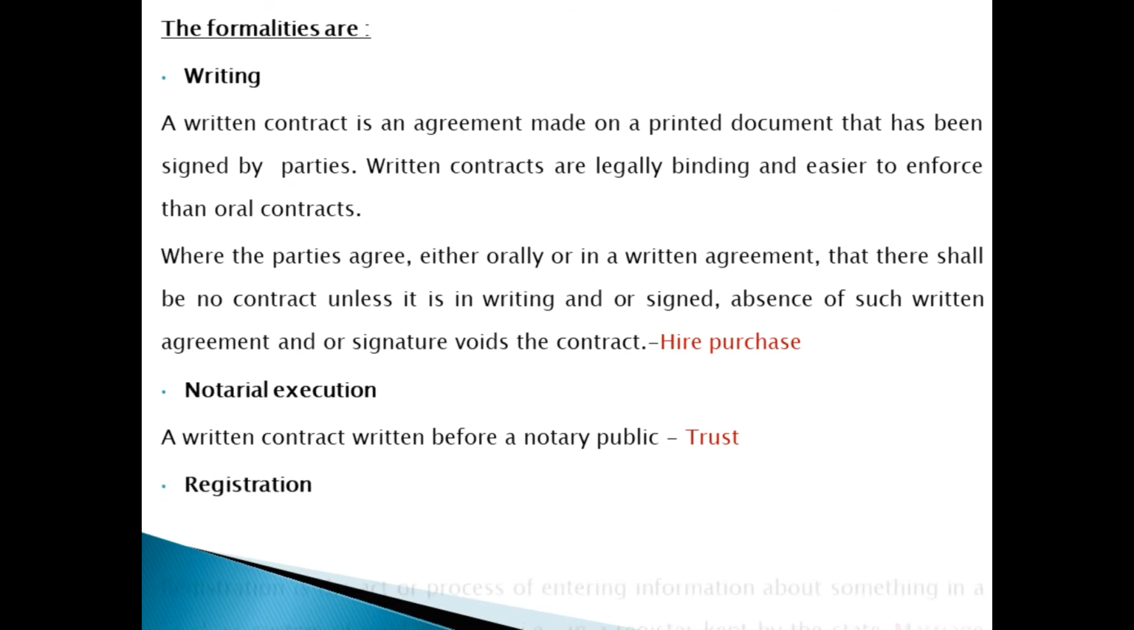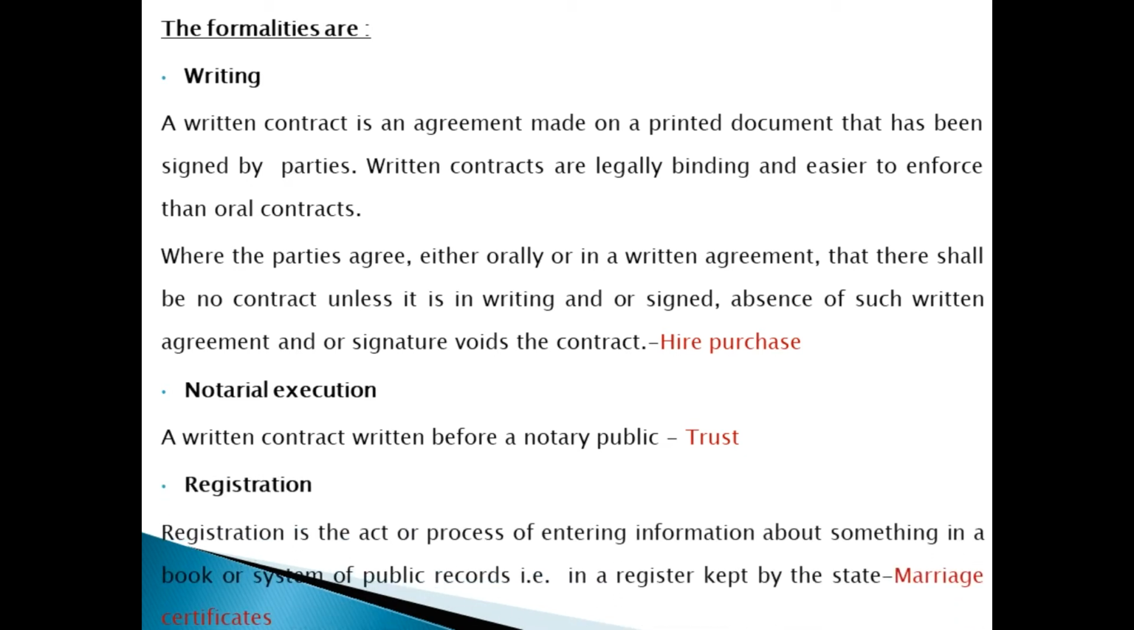Then the last one is registration. Registration is the act or process of entering information about something in a book or system of public records, that is, in a register kept by the state. Contracts that are registered include marriage certificates.